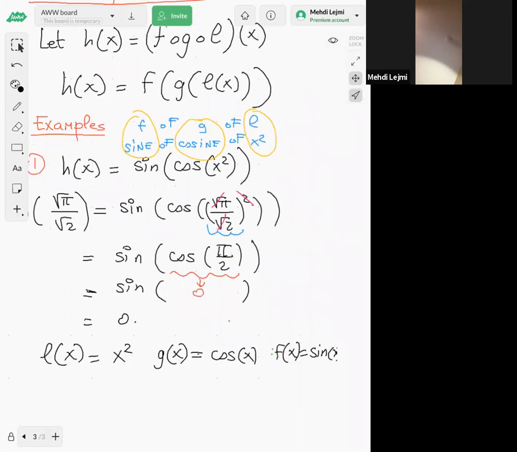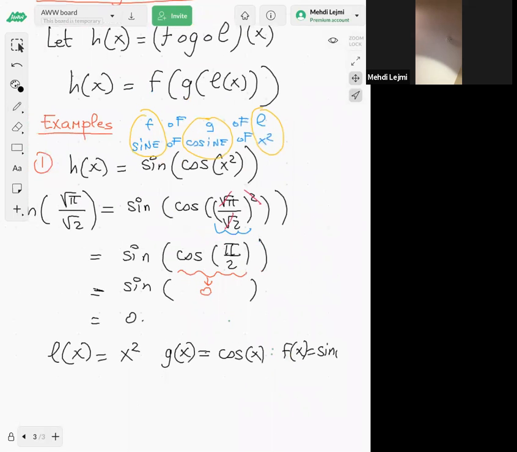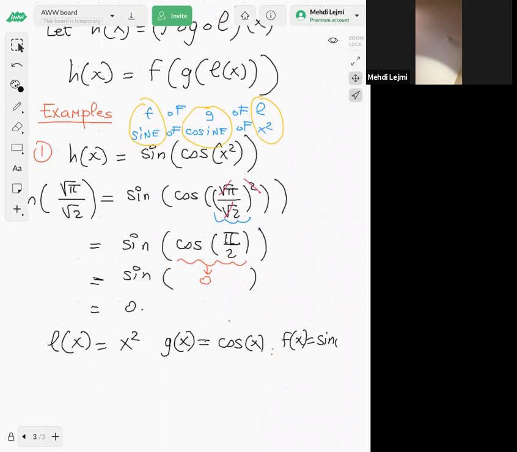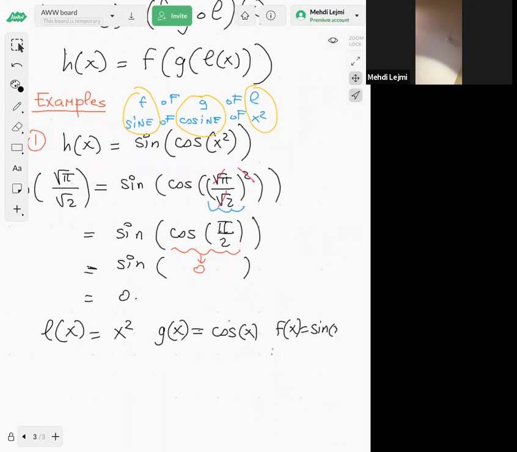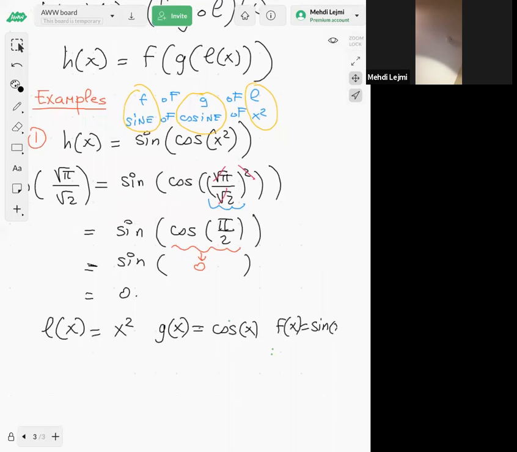And of course, you want to compute what will be f of g of L of x. So we start with g of L of x. What's g of L of x? Just substitute this x by L of x, by the x squared. So g of L of x is just cosine of x squared. That's g of L of x.